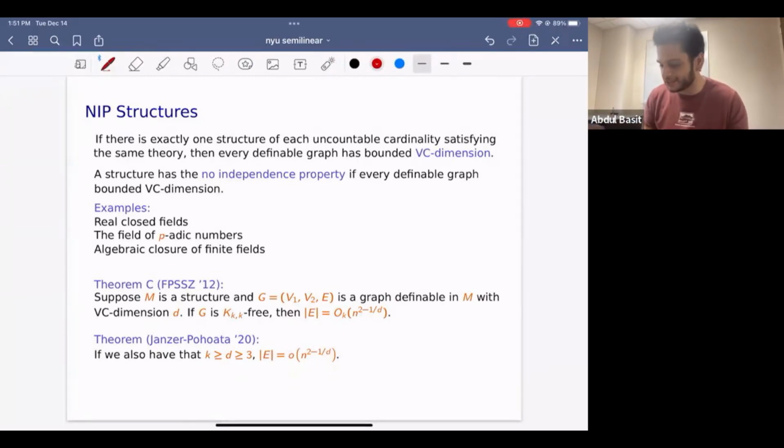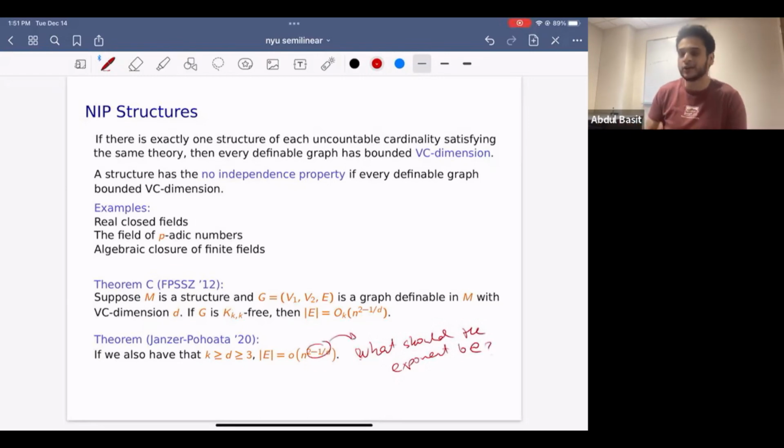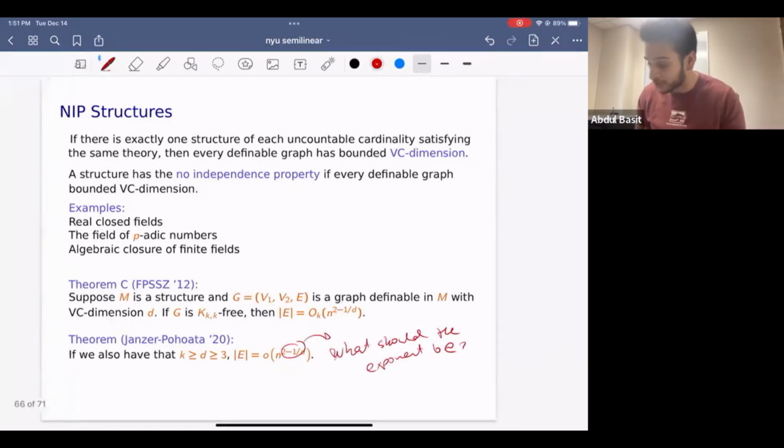But here's an interesting open question, probably hard: what should the exponent be here? They just say it's little o of n to the 2 minus 1 over d, so they don't quantify exactly what it should be. I think it's an interesting problem to actually quantify that. I'm not sure if many people have thought about this problem.